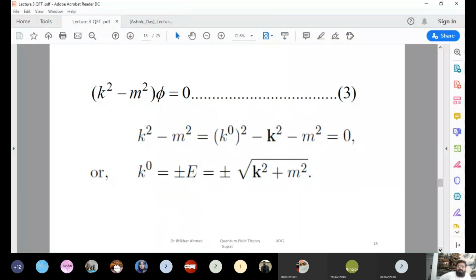So next, how can we get it? (k^2 minus m^2) phi equal to 0, equation number 3. And what is the value of k^2 minus m^2? We can open the k^2: k_0^2 minus |k|^2 minus m^2, which is equal to 0. And then we get k_0, which is in the form of energy, equal to plus minus square root of k^2 plus m^2. So you can get the value of k_0 from the above equation.